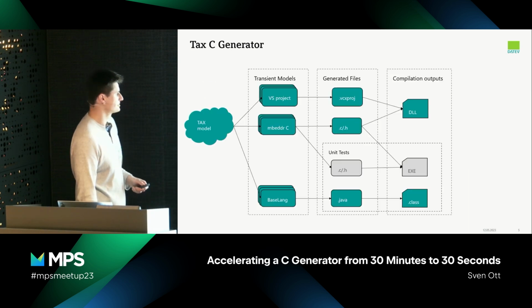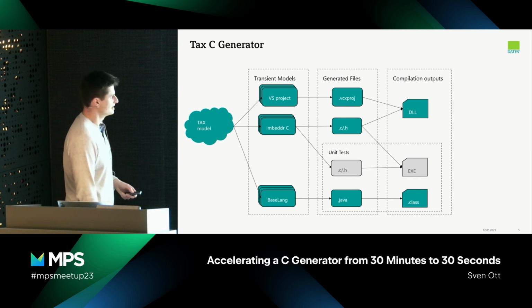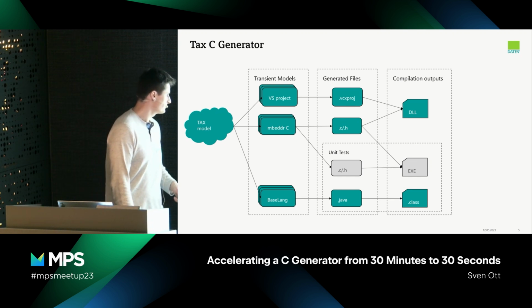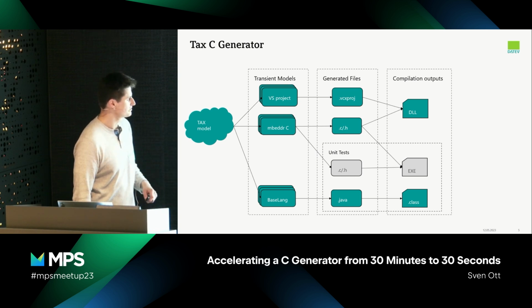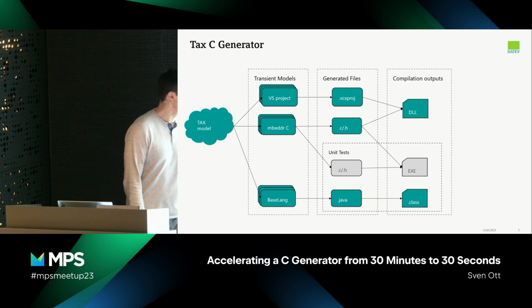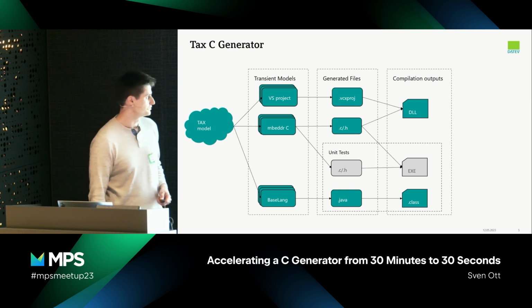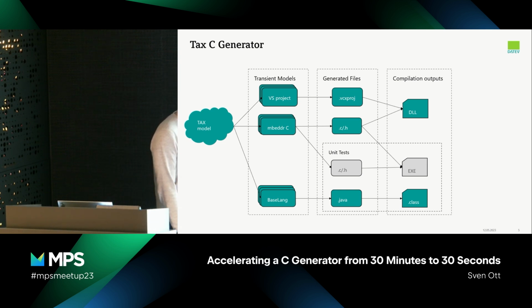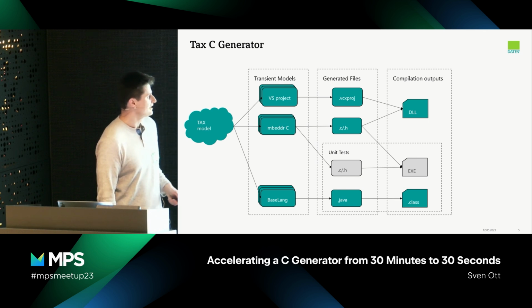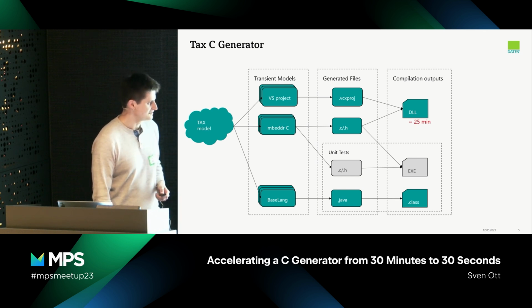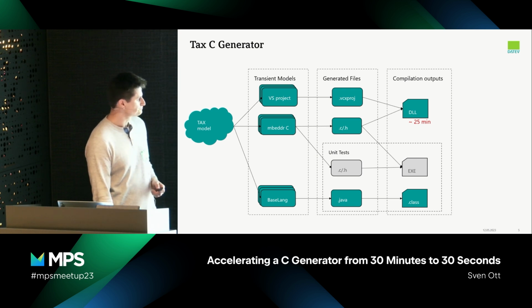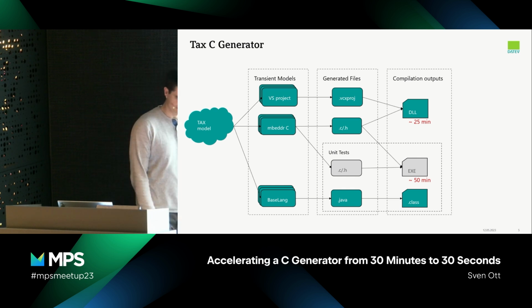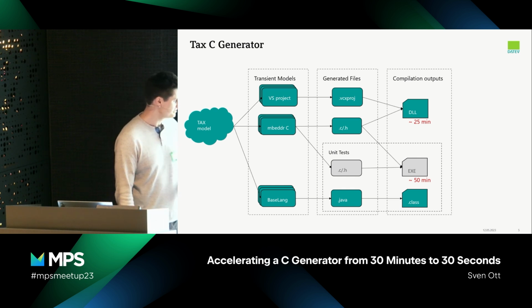In this small sketch, you can see all the parts involved in our generation process. We have our user model, and then a couple of transient models, and of course the generated files I already mentioned. The final output is the compiled DLL, which we would like to have at the end. Actually creating that DLL took around 25 minutes. We can also generate an executable for unit tests, but this took around 50 minutes.